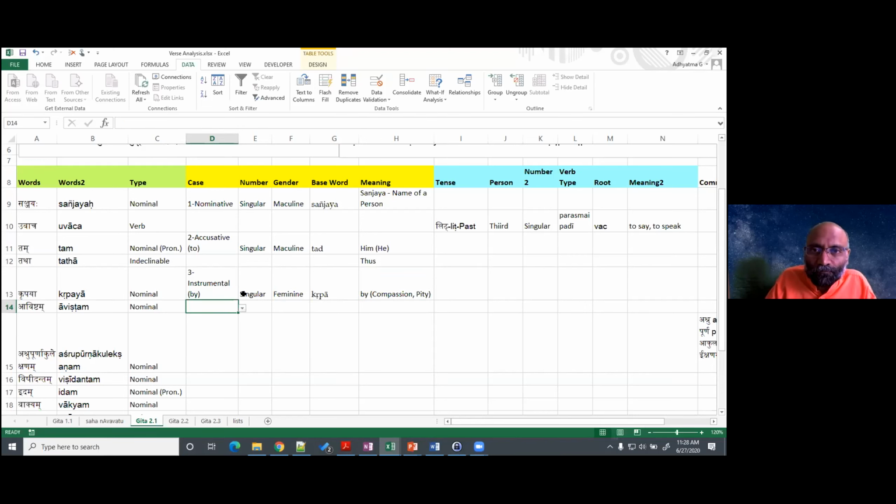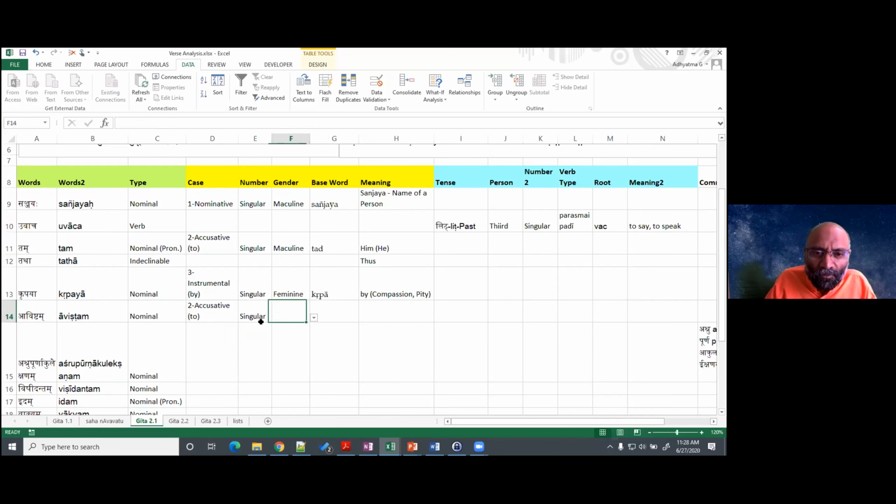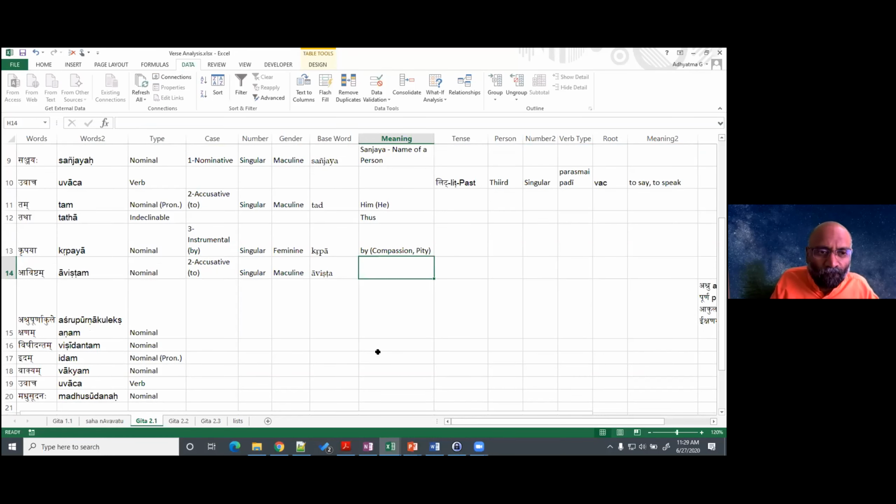Avishtam would be accusative, singular, masculine, and the base word here would be avishta. And here the meaning would be overcome, one who has overcome, in that sense.